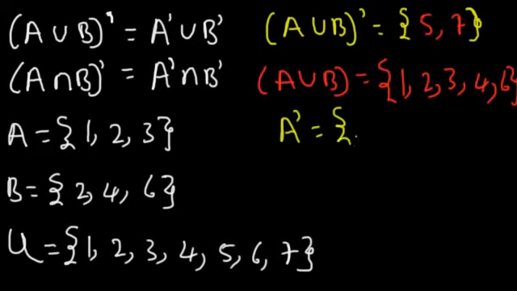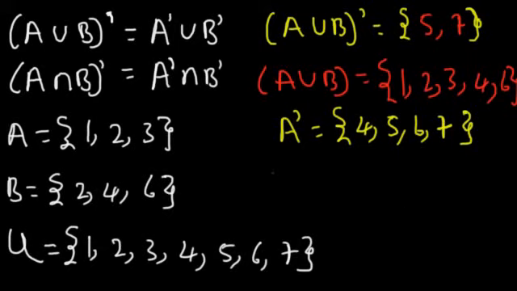Elements that are in the universal set but not in set A. So we have 1, 2, 3 alone in set A, so we are going to be left with 4, 5, 6, 7. We have 4, 5, 6, 7 as A complement.